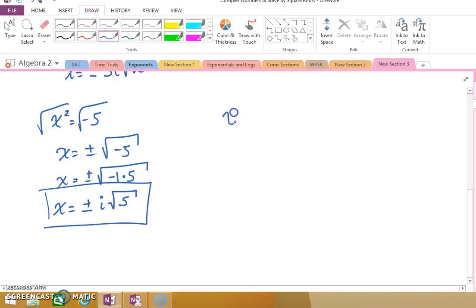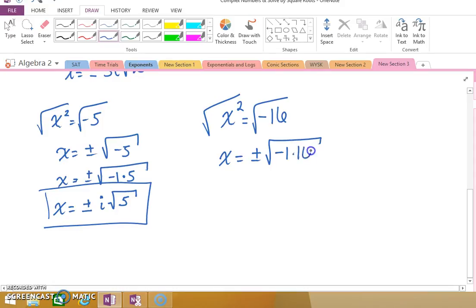Let's try one like this. x squared equals, let's say, negative 16. Here again, take the square root of both sides. x equals plus or minus the square root of negative 1 times 16.